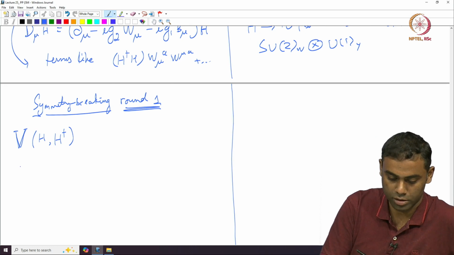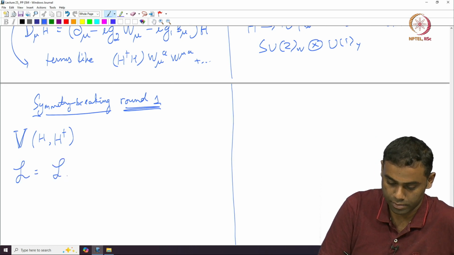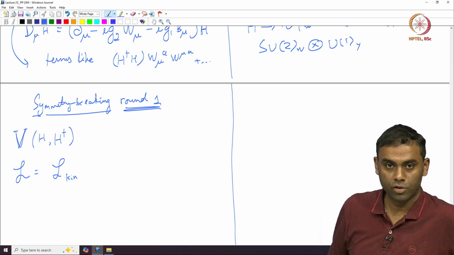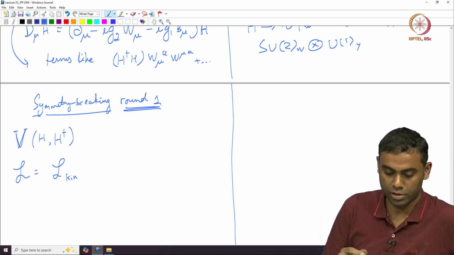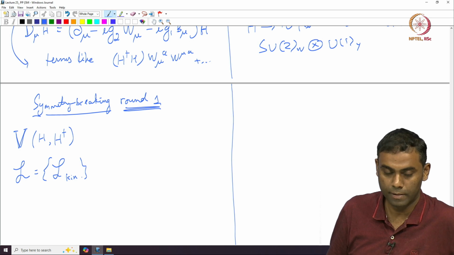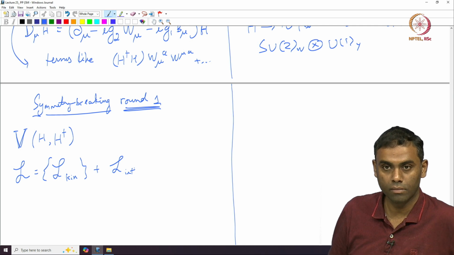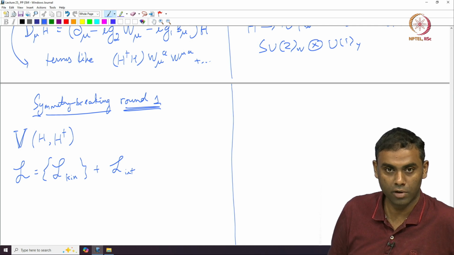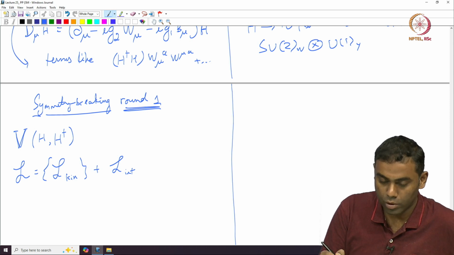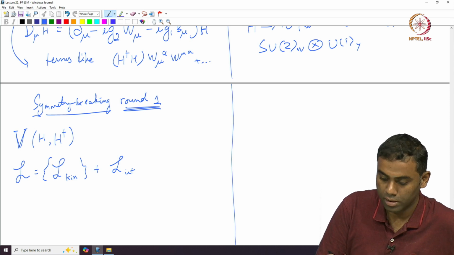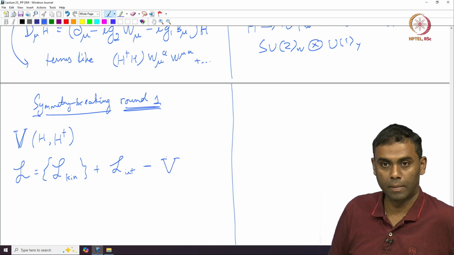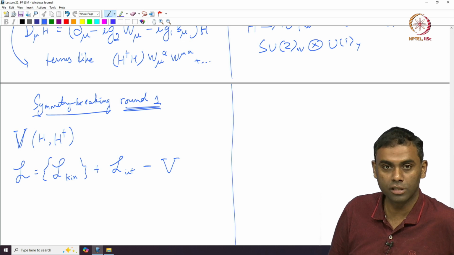So, the Lagrangian, let me first make sure I get this right. The Lagrangian contains the kinetic terms, all the kinetic terms for all the fields, and then it could have what? Interaction terms, interactions among the fields at least, and I could either lump the potential into this, or I could explicitly write there is also some potential. Agreed? Remember, the Lagrangian is kinetic energy minus potential energy in classical mechanics. That is the concept that we have here also.